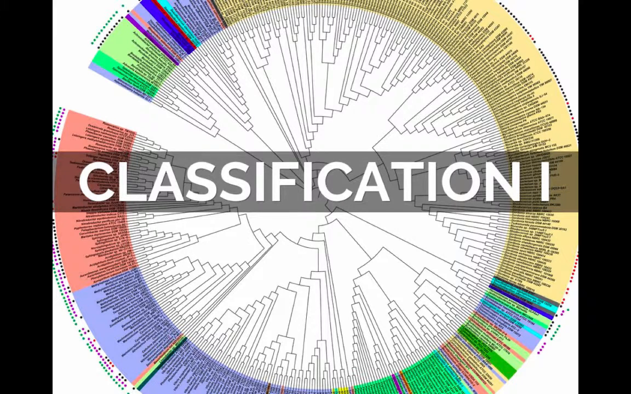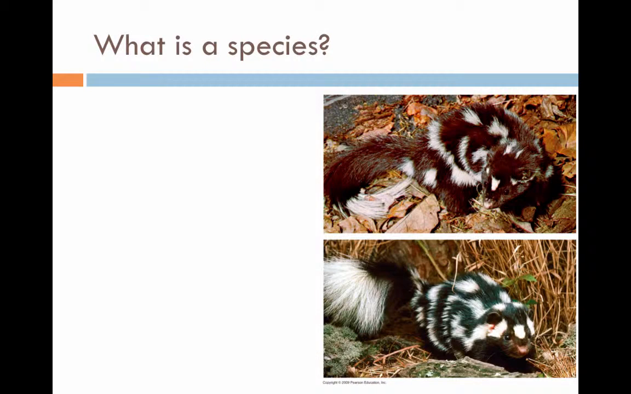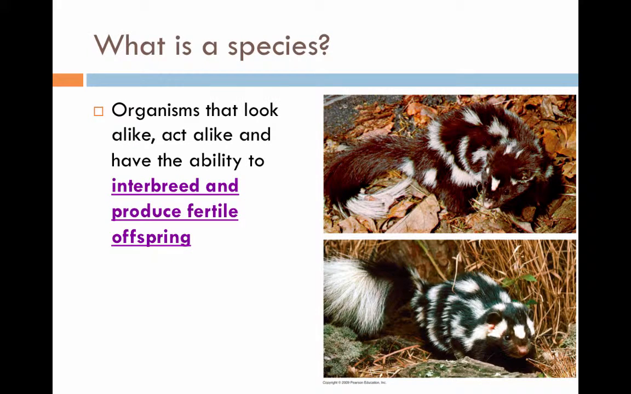This video is about how scientists group organisms into different categories. Remember that all organisms are grouped into different species, and a species is a group of organisms that look alike, act alike, and have the ability to interbreed and produce fertile offspring. This just means that they can have sex and have babies that are healthy and also able to reproduce.